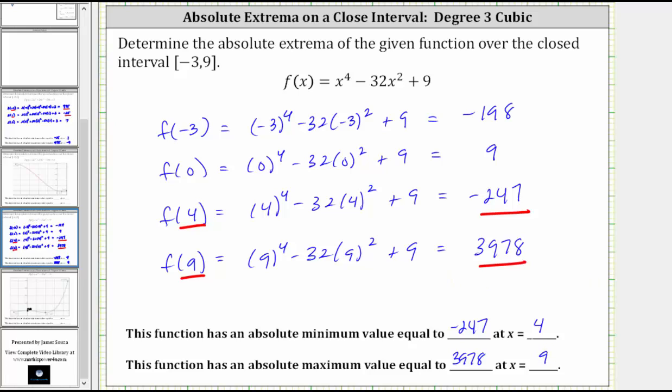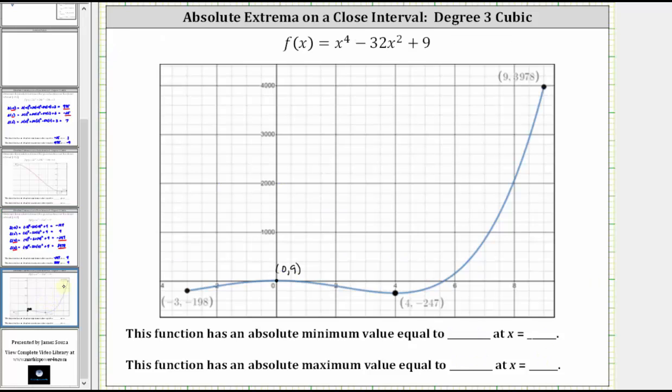And finally, before we go, let's verify this graphically. I've already graphed the given function over the closed interval from -3 to +9. Notice the highest point of the function over this interval is this point here, where the function value is 3,978. This is the absolute maximum at x equals 9. And the lowest point on the graph over this interval is this point here, where the function value or y value is -247, which occurs at x equals 4. The graph verifies our work is correct.